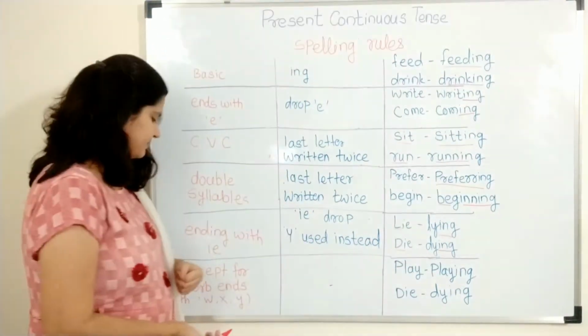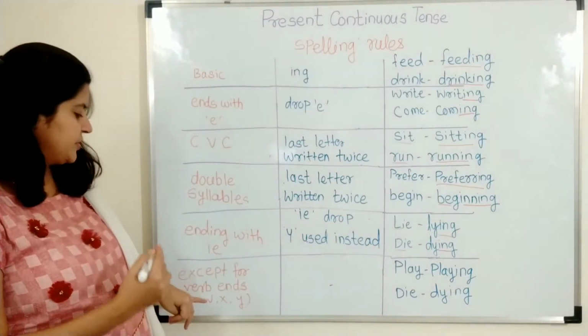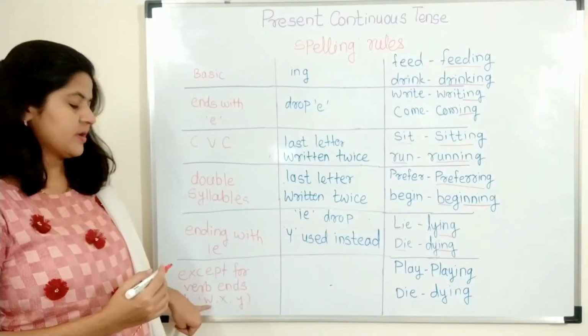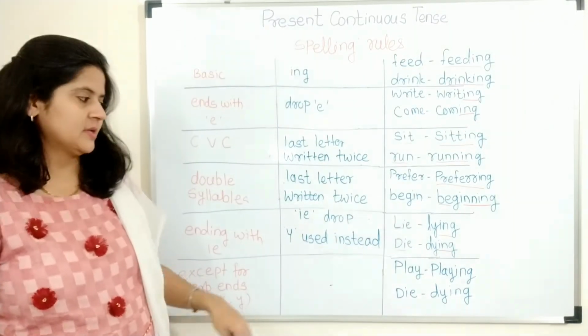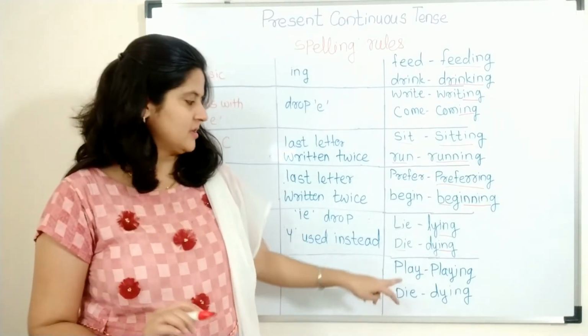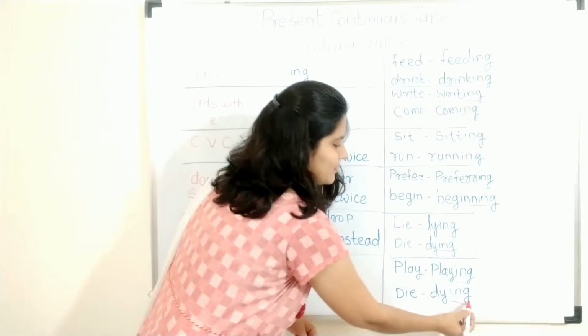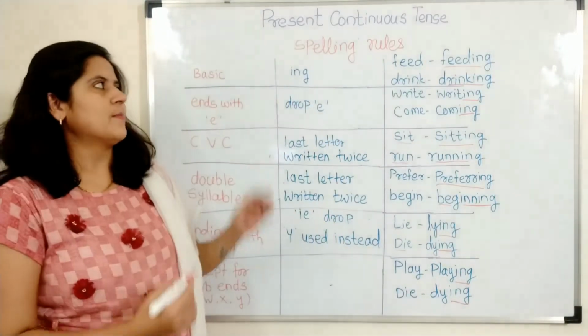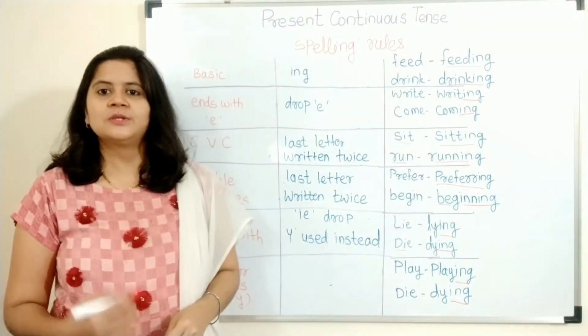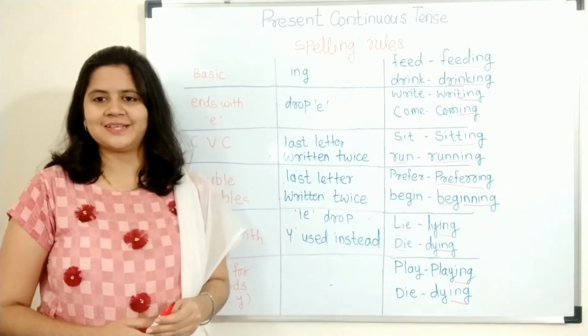Very simple. Some exception words are also there. Words which end with W, X, Y: we simply add ing, no change. Play becomes playing. This is all about the spelling rules. So let's understand more with a small exercise.